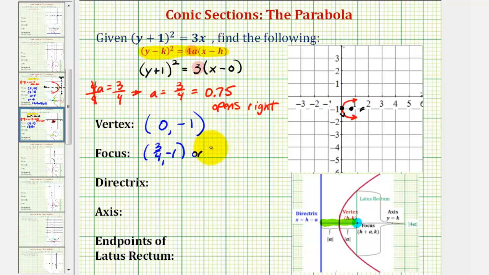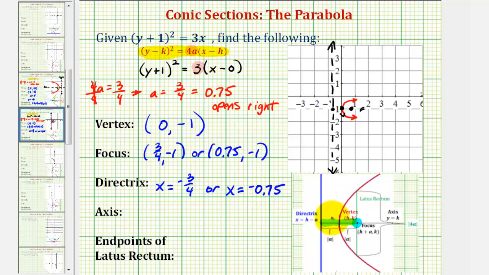Or if we want, (0.75, -1). And then the directrix would have to pass through a point 3/4 of a unit to the left of the vertex. So the directrix would have to pass through this point here. So the directrix would be this vertical line. And therefore, the equation of this vertical line would be x equals -3/4, or x equals -0.75. So notice how if we understand the properties of the parabola, we don't have to memorize formulas in order to find the coordinates of the focus or the equation of the directrix.